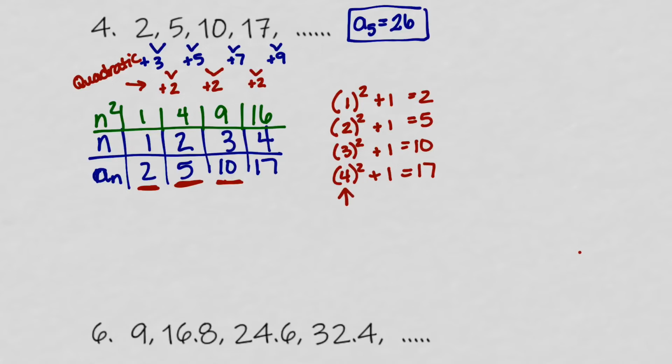Remember, what changes is n when we write it as our rule. So a sub n is n squared, that's where it changes, being squared, and it adds 1 each time. Okay?